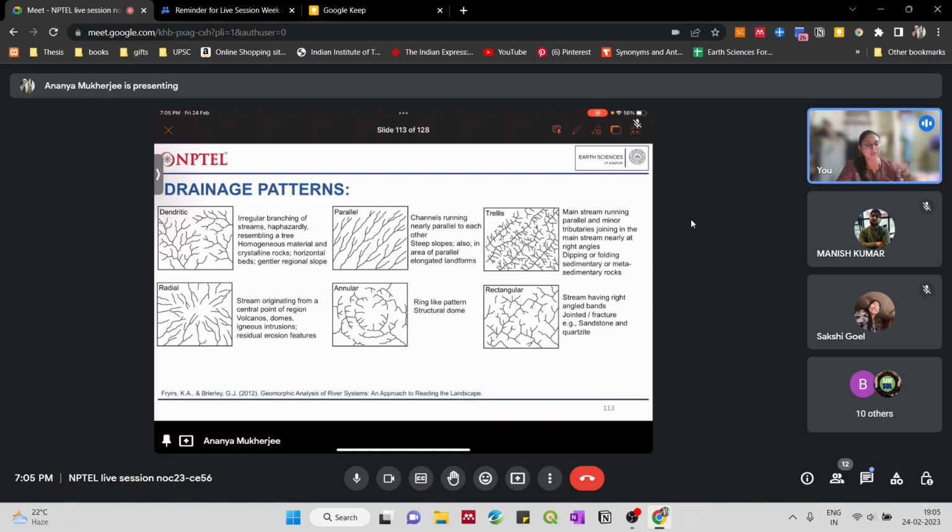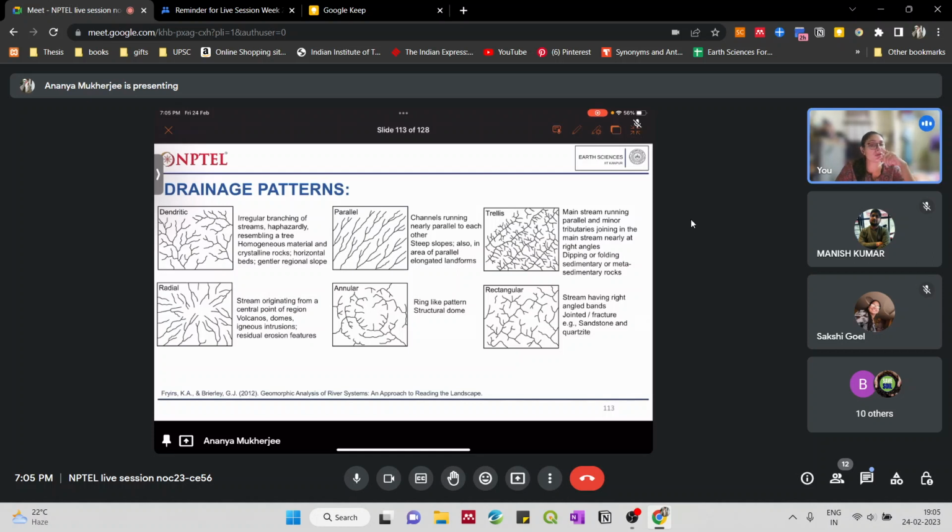Then you have trellis. In a trellis, the main streams are parallel to each other, and the smaller streams, either flowing into the river or flowing from the main stream, are at right angles to the main stream. Okay, so this is a trellis.